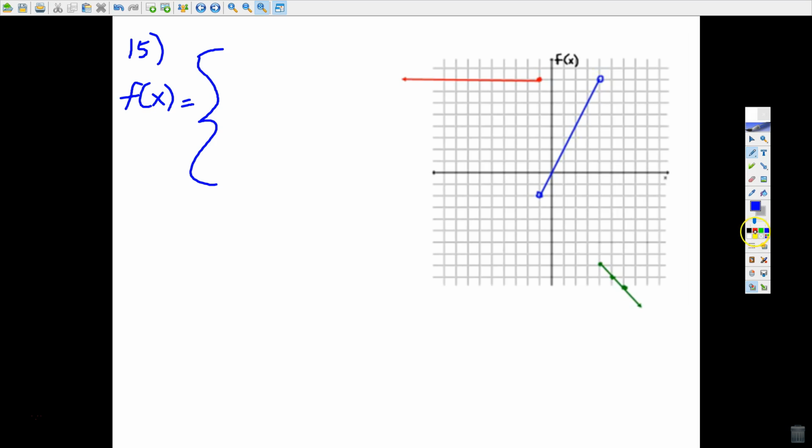So I'll just color code like the pieces are. I'll start with this red horizontal. Well, it's a part of a line. If the line did extend all the way to the right, it would cross the y-axis at 8.